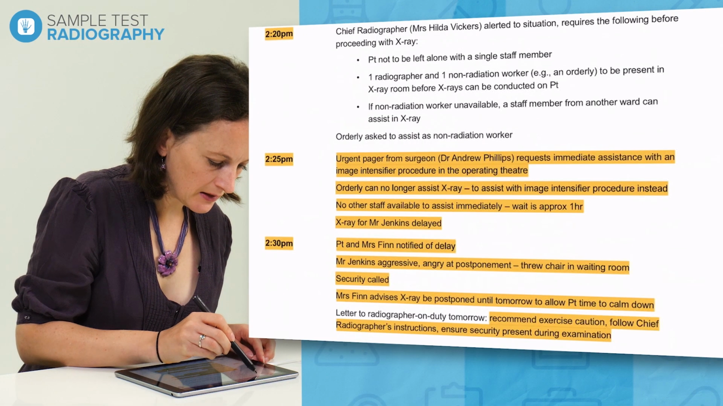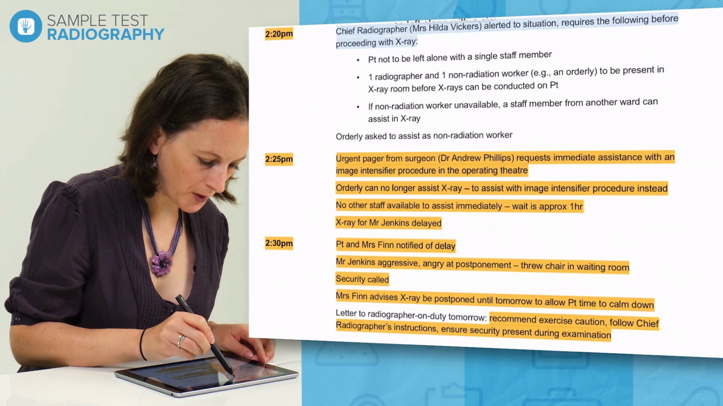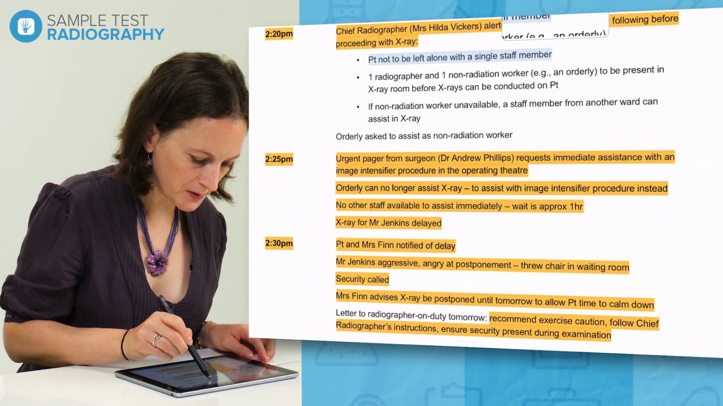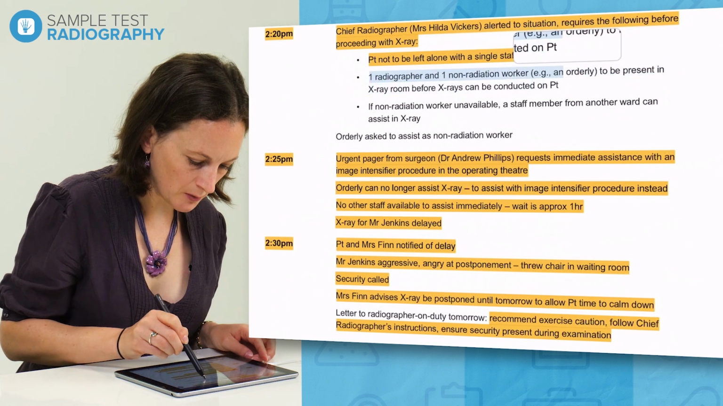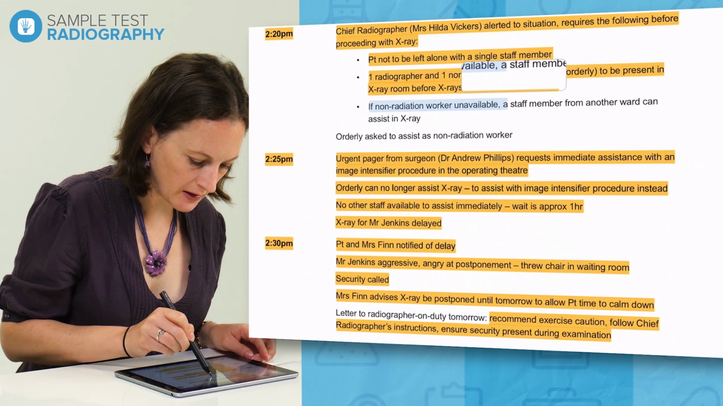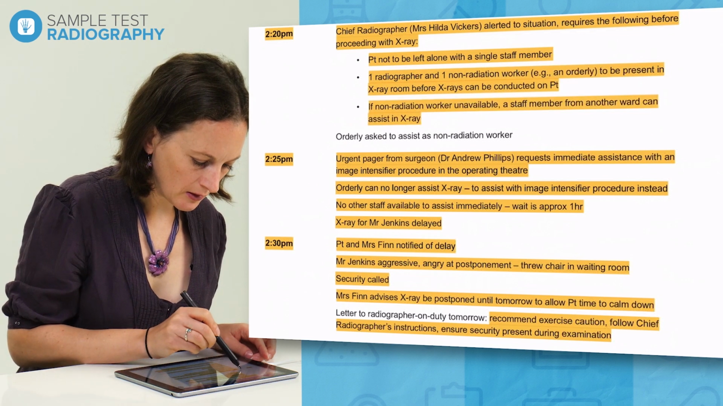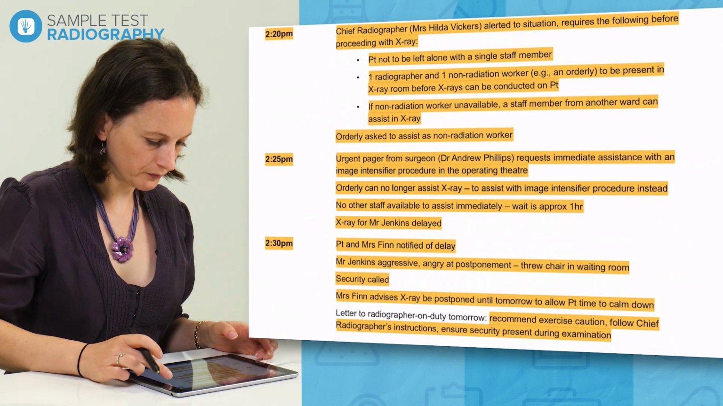At 2:20, the chief radiographer is alerted to the situation and makes the following requirements: that the patient is not to be left alone with a single staff member, that one radiographer and one non-radiation worker are present, and if a non-radiation worker is unavailable, another staff member can be used. An orderly is asked to assist as a non-radiation worker.